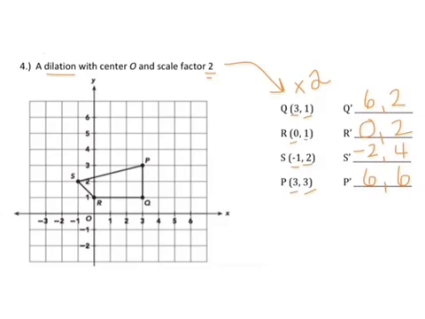So Q prime is over 6 up 2. Puts me right there, label it Q prime. R prime is over 0, but up 2, right here. Label it R prime. S prime is back 2, but up 4, right here. And finally, P prime is positive 6, 6. So forward 6, up 6. Then label that P prime, and then connect all the ordered pairs.